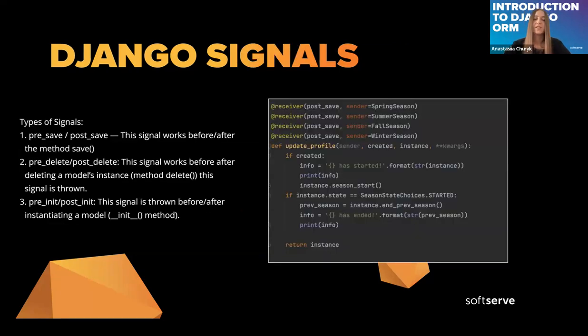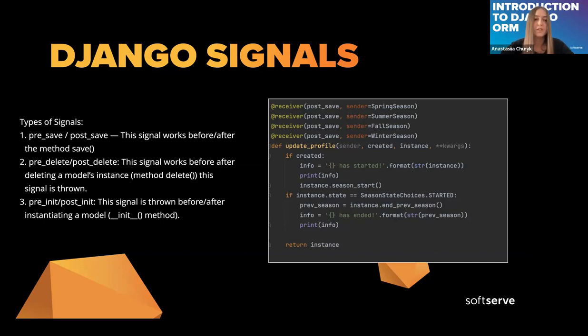Django signals. So Django signals, in terms of the database, could be described as triggers. The basic concepts of signals are: the signal itself, which is the message sent between different parts of the Django application; the sender, which is the model class sending the signal; and the receiver, which is the function that gets called when the signal is sent.